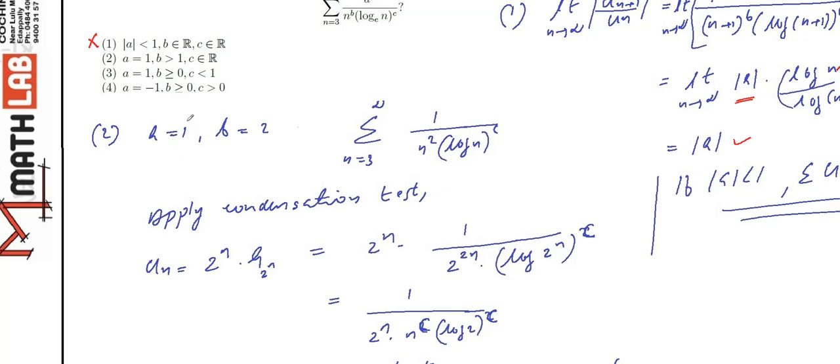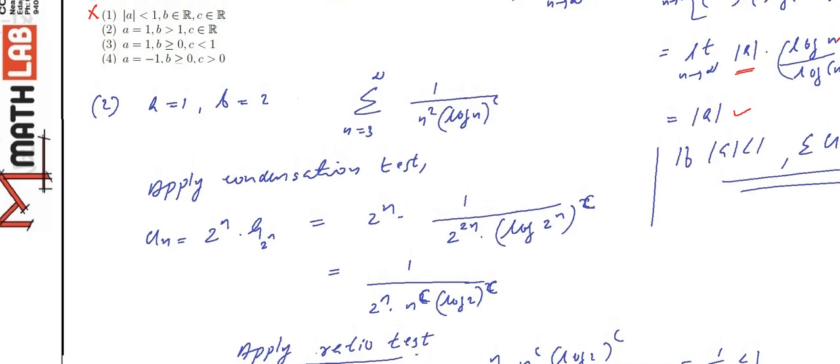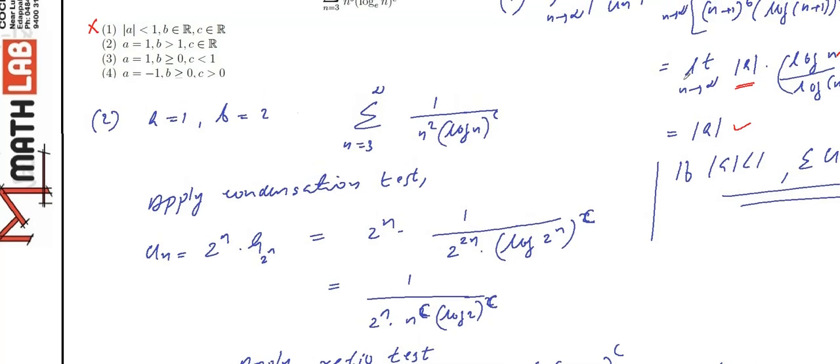So if a is equal to 1 and b is greater than 1, and c can be any value. Here again what you can do is, you just write a is equal to 1, and b is any value. I'm not giving you a particular value for b, so b is just greater than 1. So it's n to the power b, this is our series, then a becomes 1, and log n to the power c.